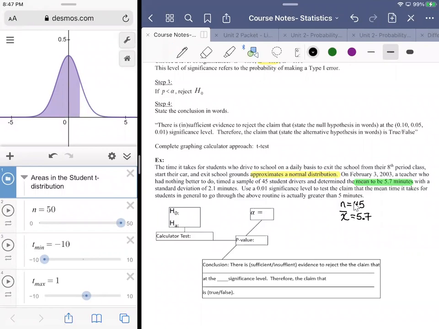With a standard deviation of 2.1 minutes. So that standard deviation only applies to this sample. So that makes it a sample standard deviation, 2.1 minutes. They say use a 0.01 significance level to test a claim. We'll get to the test of the claim part in a second, but use a 0.01 significance level. All right, so they're flat out telling us that the alpha value is 0.01.